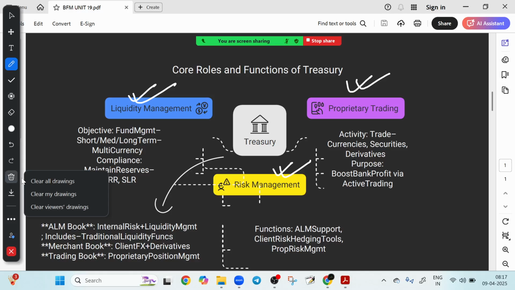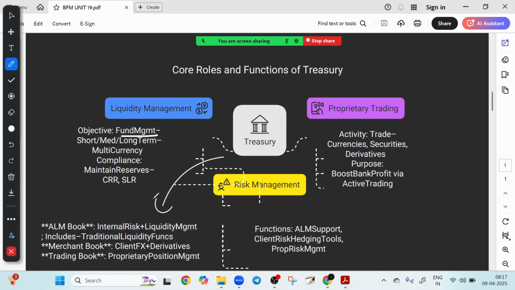First of all, let's come to liquidity management. The treasury ensures that the bank always has the right amount of funds, that is called fund management, whether for short-term needs or long-term plans, right? So proper funds should always be there, for short-term need, medium-term need or long-term plan, in single or multiple currencies. That is called liquidity management. From managing cash flow to complying with the CRR SLR requirement, it keeps the financial engine running smoothly.